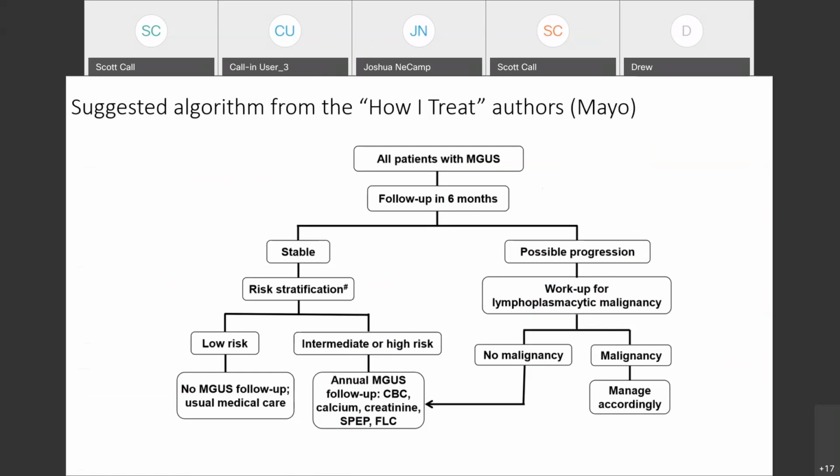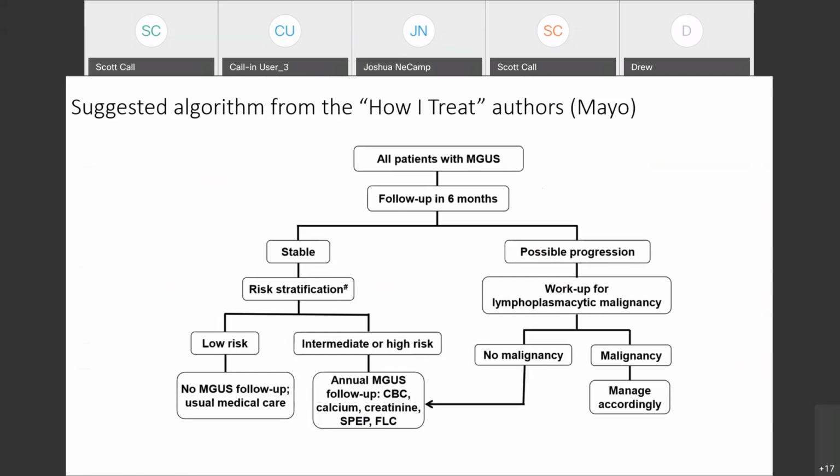So everybody has their own ideas of how closely they need to follow MGUS. And if you look up 4 different societies, you'll get 4 different answers, but this is one that just kind of fairly makes sense. Also from folks at the Mayo Clinic. They recommend if you diagnose someone with MGUS, you should follow up everybody in 6 months and decide if the M spike is stable or if it's progressing. If it's progressing, then you might need to work them up further, but if it's stable, then you can use this risk stratification tool. And they actually recommend that if they're low risk, if they don't have any of the risk factors, that you may not even need to ever check them again.